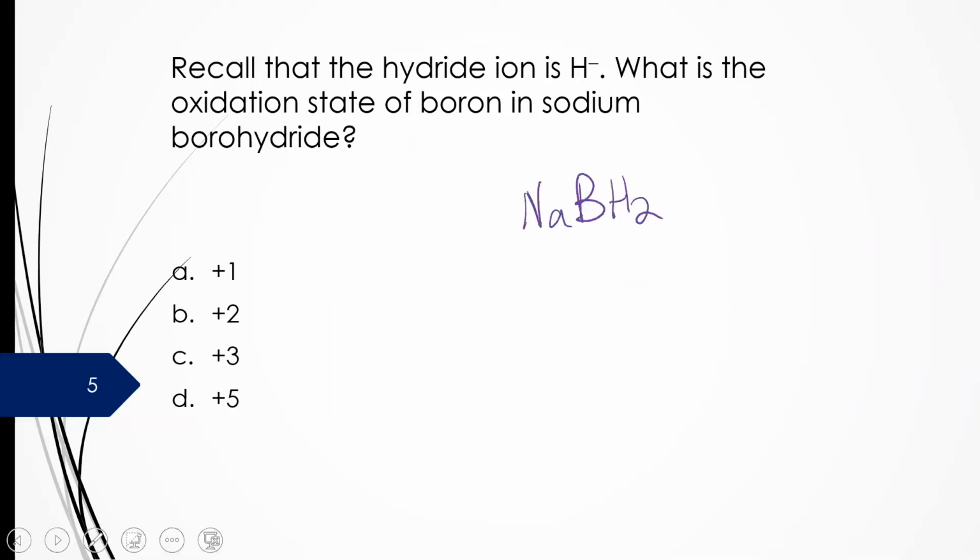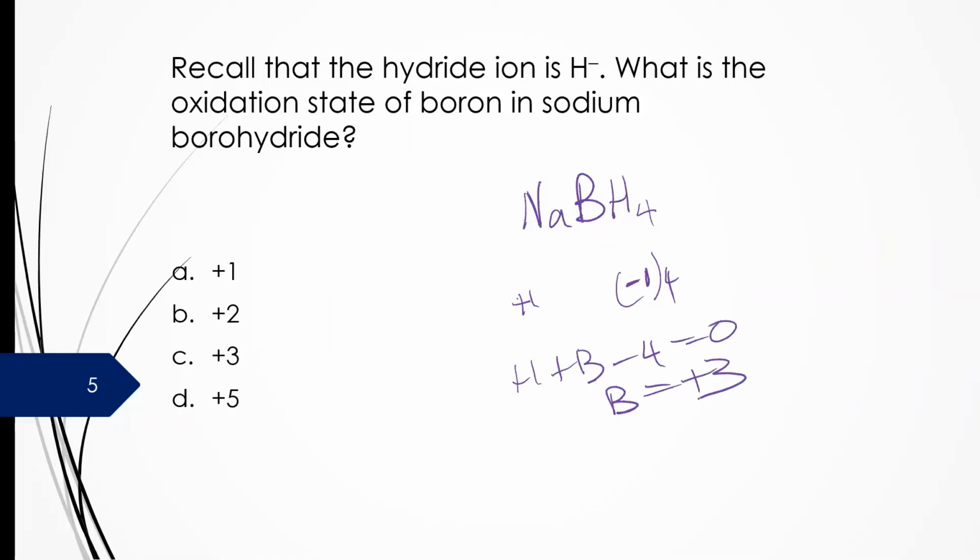So it should be NaBH4. When we're looking at that, our sodium is going to be +1. Our hydrogens are going to be -1, and there's 4 of them. So we should have +1 plus our boron, plus -4, equal to 0. And so our boron must be +3 in order to make that work.